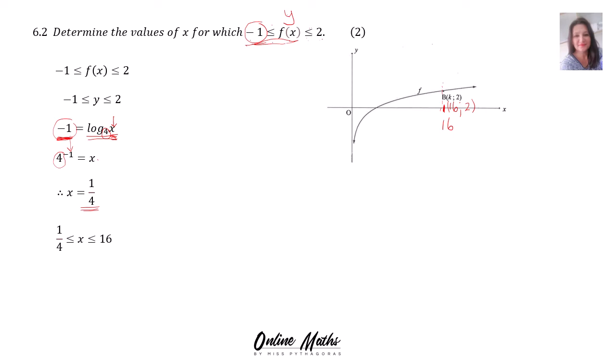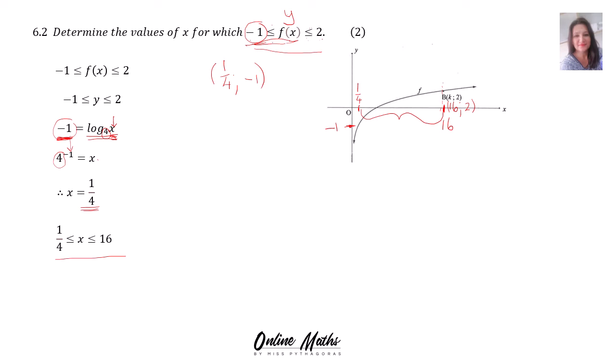That means it's the coordinate where your x is a quarter and your y is -1. So -1 could be somewhere there, and then your x, a quarter, could be somewhere there. So what does this mean? It means, for which values of x, it's all the x values that lie between a quarter and 16 that will satisfy this.